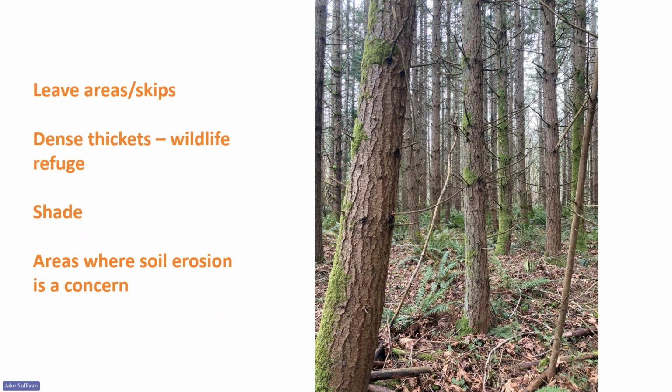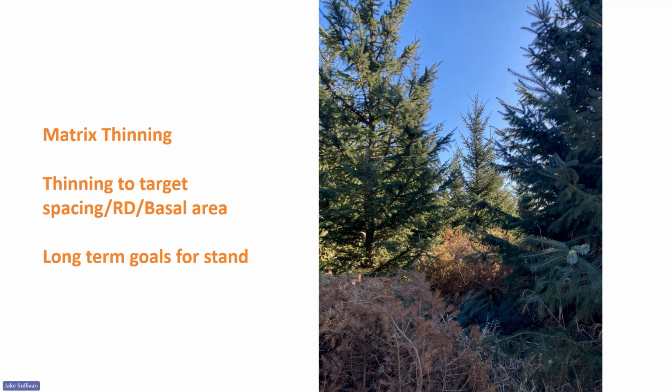Leave areas or skips, and this is where you don't thin. This is where you leave the site dense, denser than those density measurement diagrams. Think of these as thickets, which do provide an ecological function. So wildlife refuge, shade, also areas where soil erosion is a concern. So here in these riparian management zones where you plant it up against the stream bank, leaving those thick is a good idea.